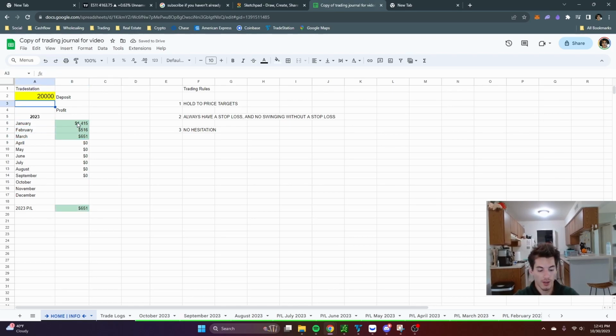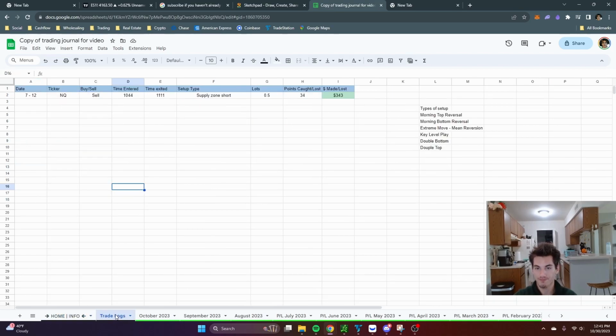So that's my P&L by month, and all of this should get added for the entire year. So boom, it'll show your yearly gross P&L, or I guess net if your broker, like TradeStation, takes out the commissions and all that. And then I have trading rules right here: hold the price targets, always have a stop loss, and no hesitation, right? So that's what I have on my homepage, just to get the gist of what's going on. It's mostly P&L, but also information about the trading business.